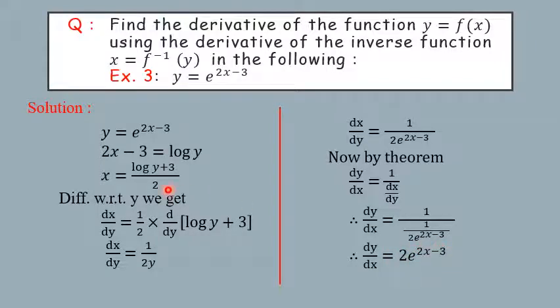3. Now if we directly take the derivative here, then we have to apply the chain rule. So the direct derivative will be e raised to 2x minus 3 into the derivative of 2x minus 3, that is 2. So answer will be 2 e raised to 2x minus 3.